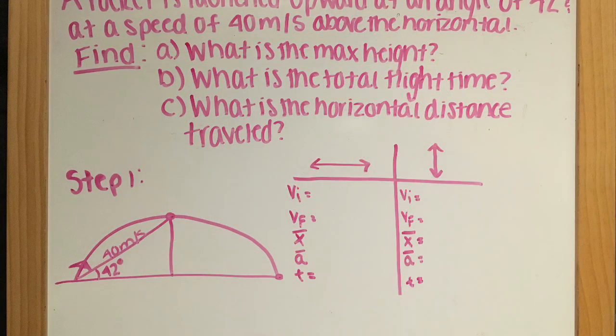To start this problem, we want to organize the information that we have and draw a diagram, labeling the 42 degrees at which the rocket will be launched, and labeling the hypotenuse of the triangle of 40 meters per second to show the speed at which the rocket is being launched. We also want to draw and organize a chart in which we can separate the values for the horizontal and vertical components.